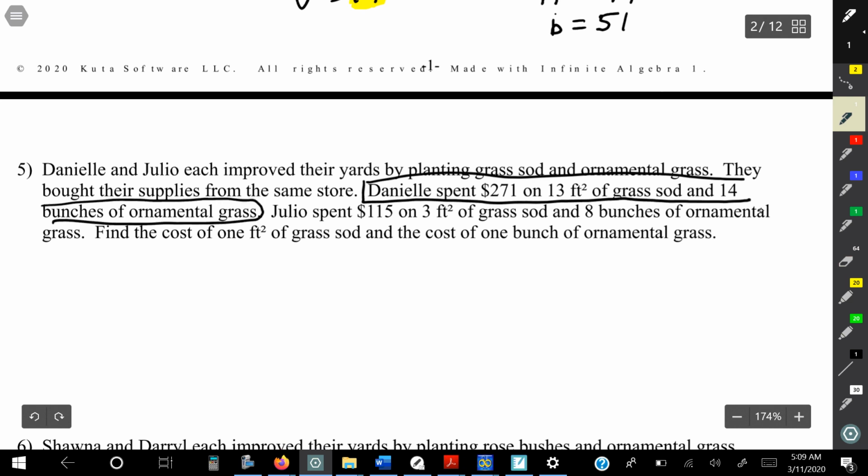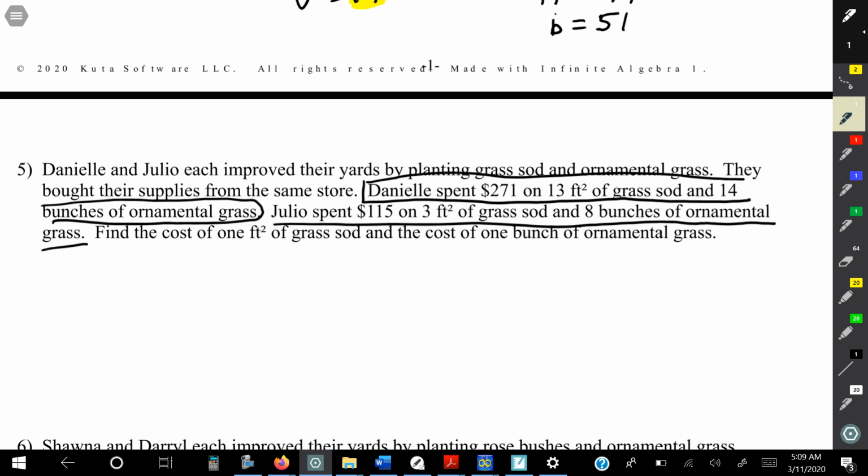All right, that's her equation, and Julio is here. All right, so I'm gonna go ahead and set up my equations here, and I've got 13 square feet, and the variable I use there is side. I use S for side, so I got 13S. And the reason I use side is because there's grass in both of them, so I use side.